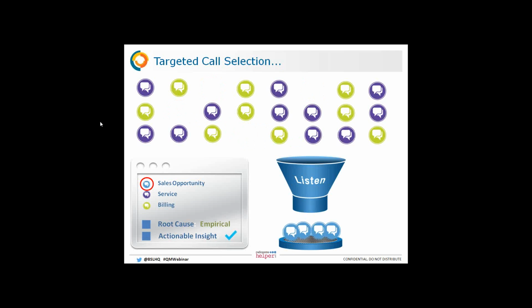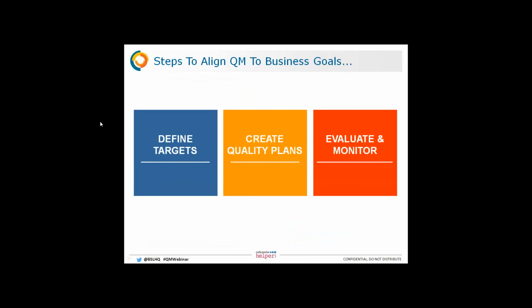And the value of this process has suddenly shot up. So now we've got an evaluation method that works. It's great. Problem solved? Not quite. We need to align the QM process to the business goals.